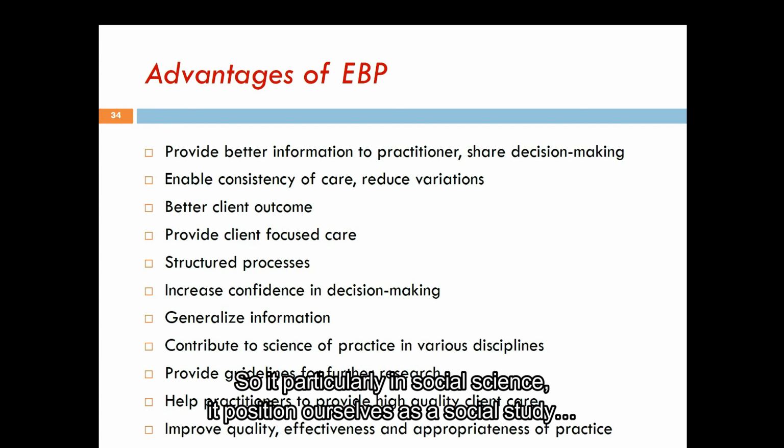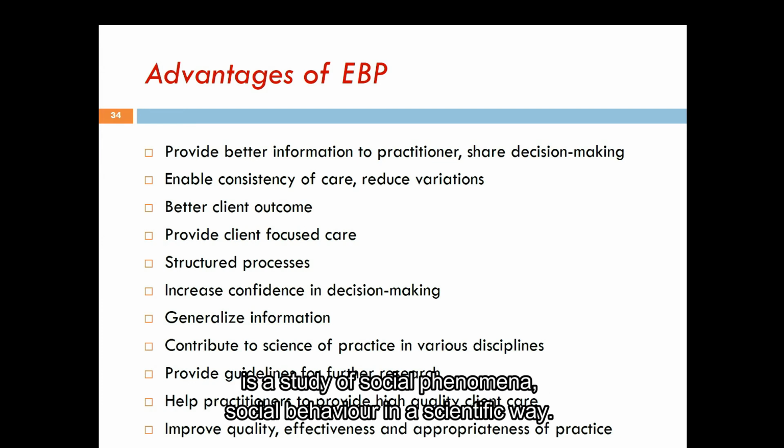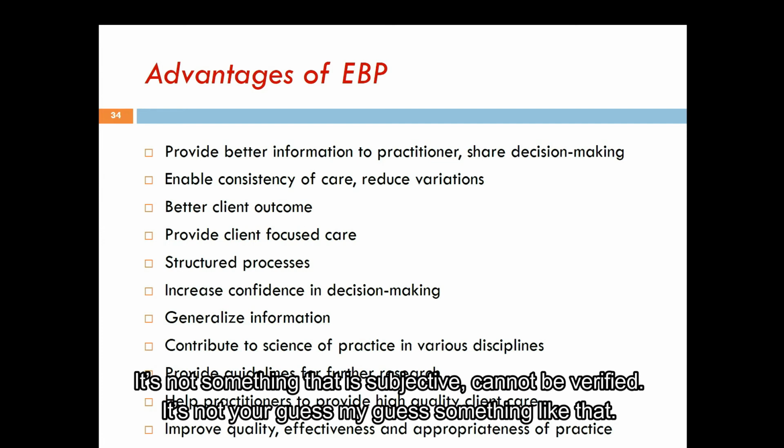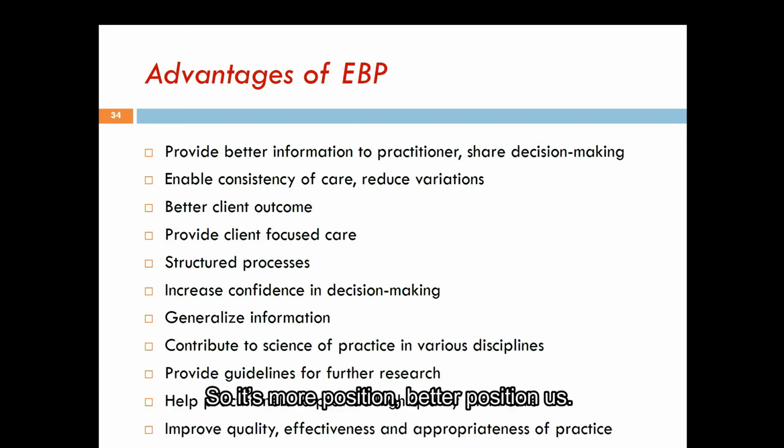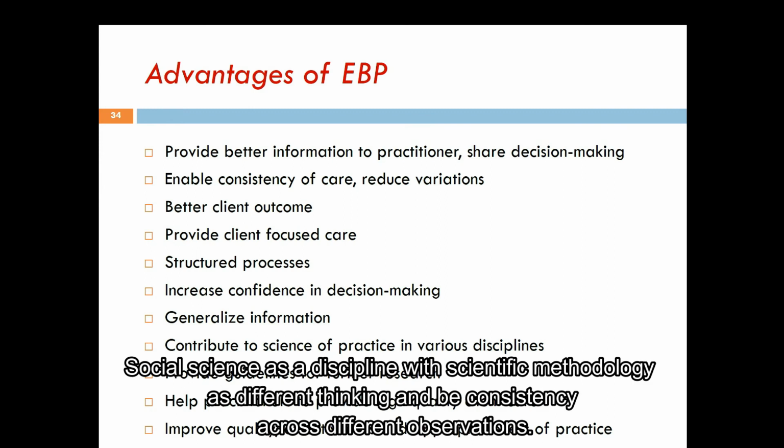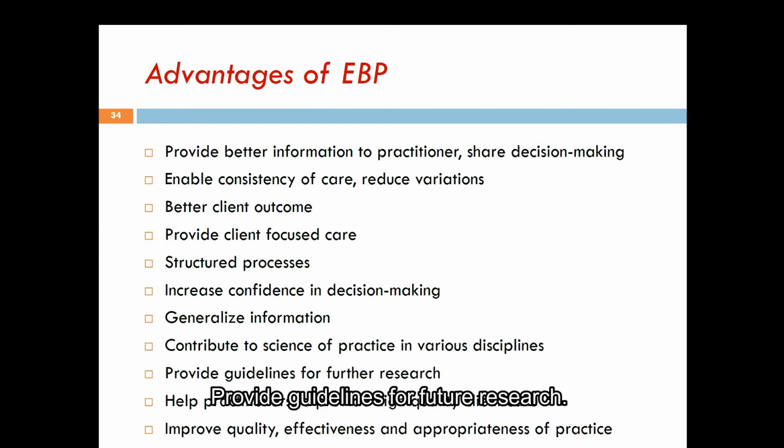So particularly in social science, it positions ourselves as a study of social phenomena and social behavior in a scientific way. It's not something subjective that cannot be verified. It's not your guess versus my guess. So it better positions social science as a discipline with scientific methodology and scientific thinking, and it is consistent across different observations. It also provides guidelines for future research.